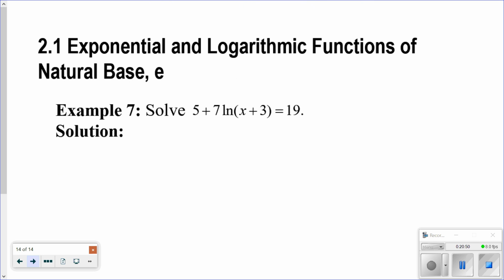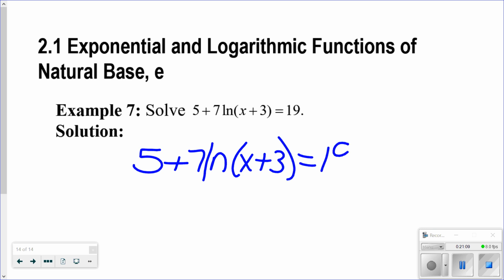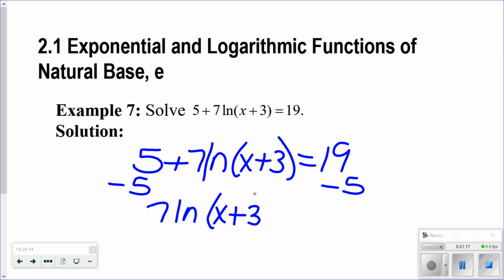Okay, and lastly, let's go ahead and solve a natural log function. So we have this function, 5 plus 7 natural log of x plus 3 equals 19. Let's subtract 5 from both sides. So we get 7 natural log of x plus 3 equals 14.